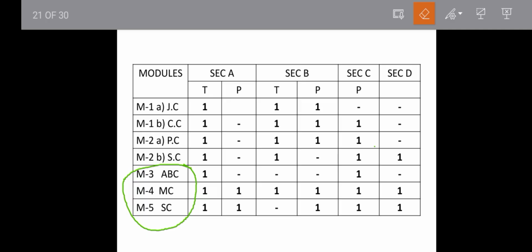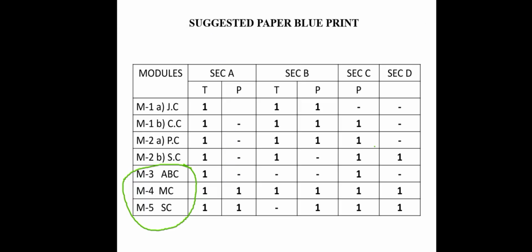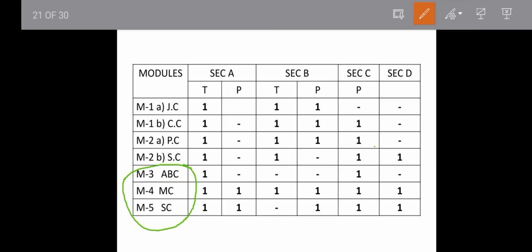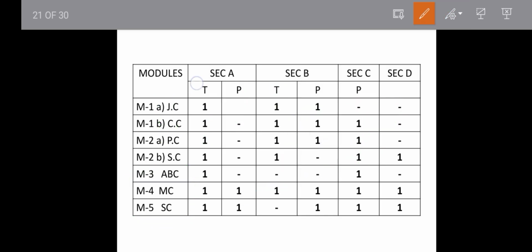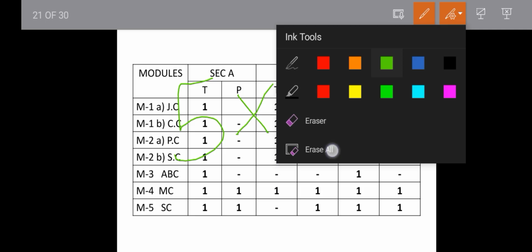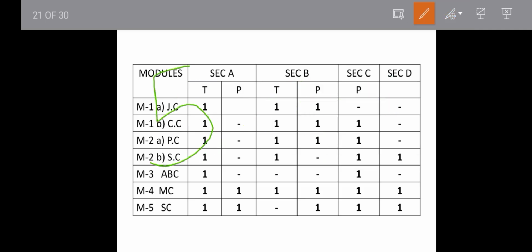Because 10 marks questions consist of 10 into 3 questions which you have to answer, that is 30 marks, right? However, you will get an option of 5 questions, where you have to answer only 3 questions. When it comes to 3 questions, 3 into 10 is equal to 30, right?